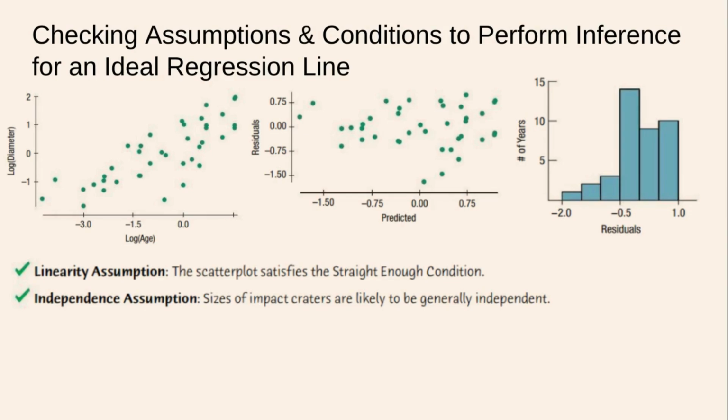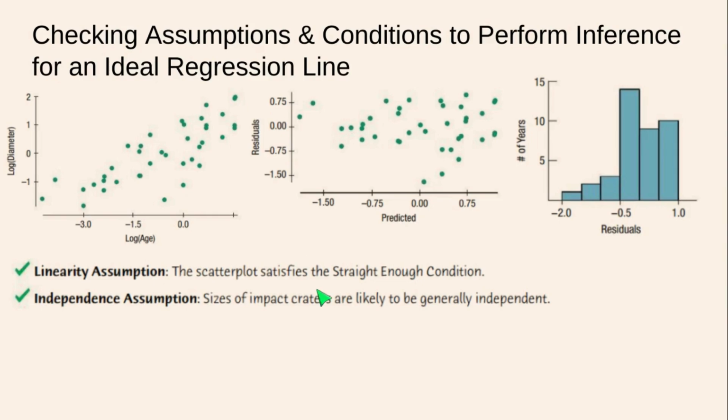So can we perform inference on these data? Well, we have to check off some of the checkboxes, or really all of the checkboxes if possible, to make sure that we can perform inference. All right, so we start with the linearity assumption. The scatter plot satisfies the straight enough condition. All right, the scatter plot, this one right here, where we did some data transformations, does appear to fit a straight line, or rather a straight line would be a good fit to analyze these bivariate data.